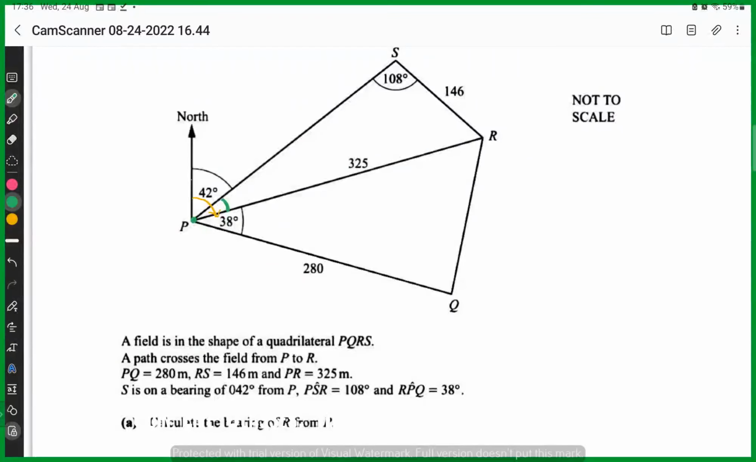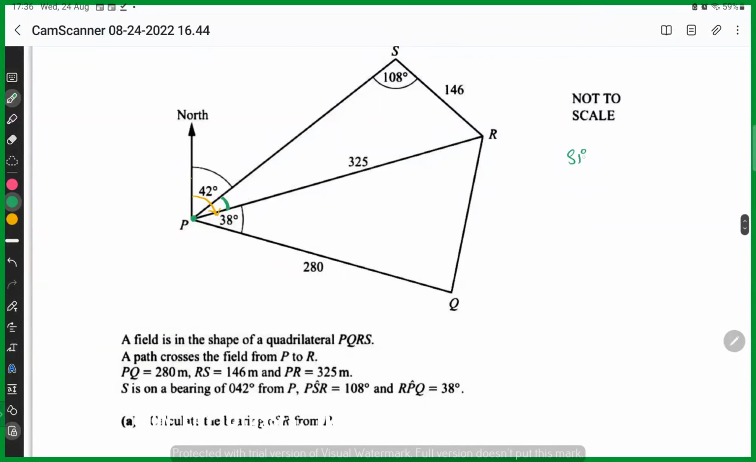Can we find the green angle using sine rule? Yes, ma'am. Very good. Excellent. So this is small p, this is small s, and this is small r. I can write it down this way: p divided by sine P is equal to s divided by sine S. Small p is 146, capital P is unknown, small s is 325, and capital S is 108.